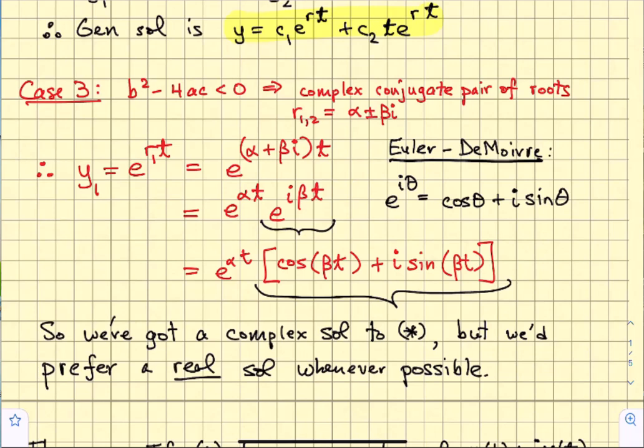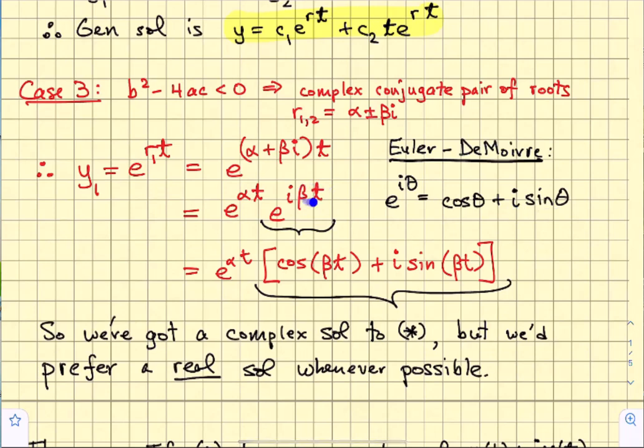For our approach here, though, we're going to want to write our solutions as real functions rather than complex functions, and so we want to turn this back into a real function. You may recall from calculus or algebra the so-called Euler-de Moivre formula, which says if you have an e to the i theta, that's the same as cosine theta plus i sine theta.